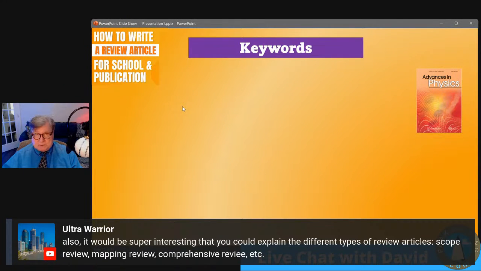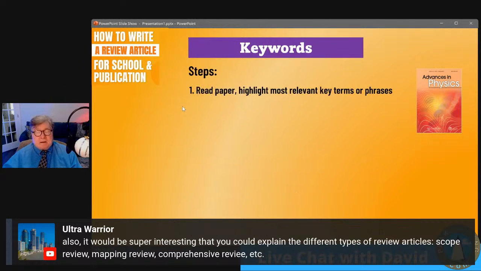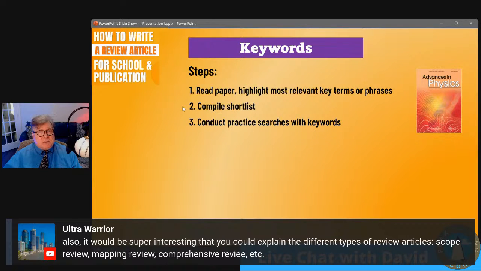Okay, let's go to keywords. Here are your steps. Go ahead and read your finished product, and do so with a marker, either digital or by hand, and highlight what you think to be the most important terms and phrases. Then simply pull them out without analyzing them and make a list of them. And after you've made a list of them, go in and do practice searches with those keywords. The 5, 6, 7 that return the most results are your keywords.